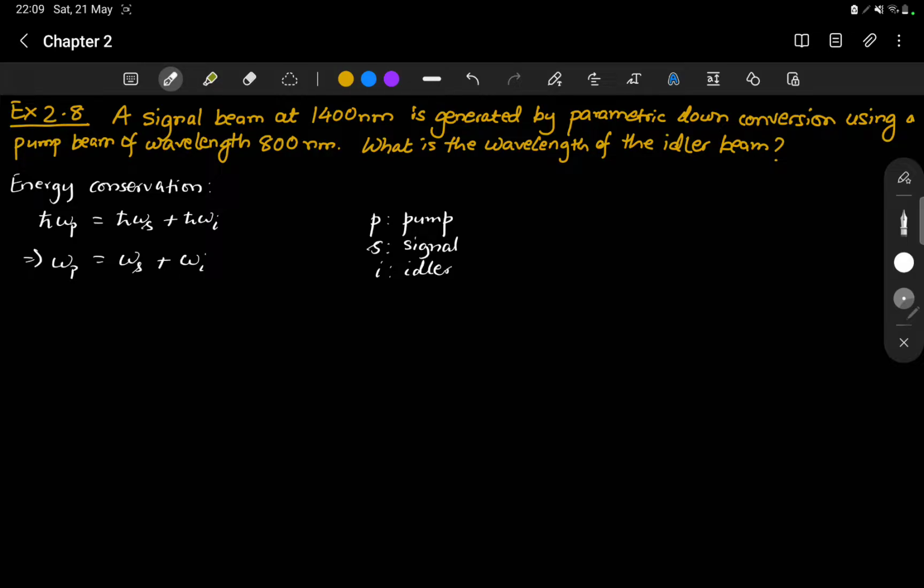Now we know that omega by K is equal to C. So this will also lead to the following condition. This is because omega is equal to C times K, K being the wave number or the magnitude of the wave vector. So we get, sorry, I wrote this wrong. This is, now K is nothing but 2 pi by lambda. So we get the following.